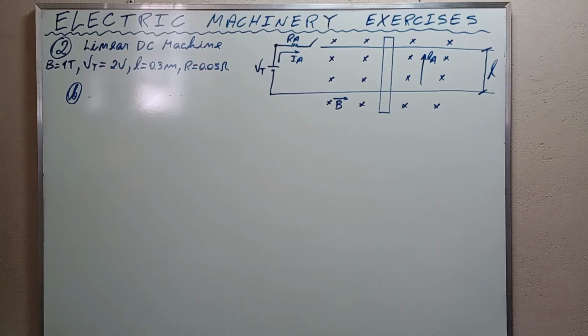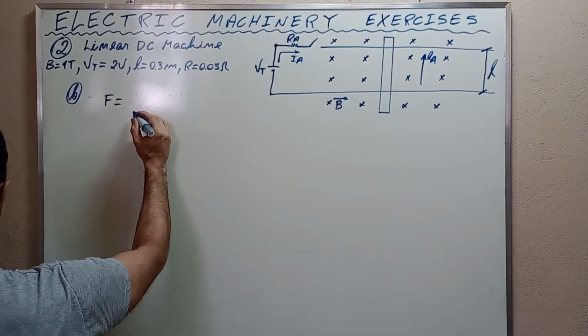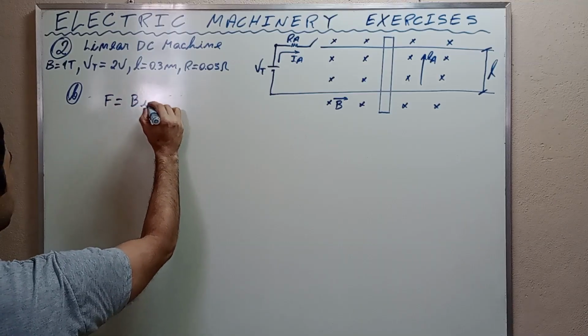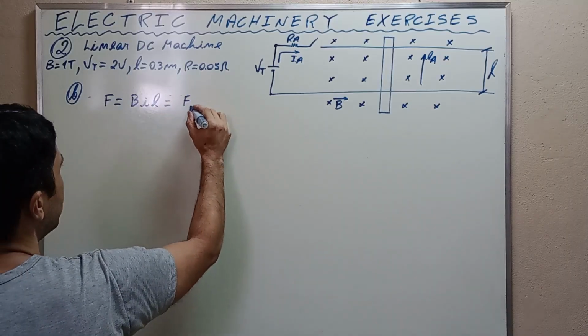Because the mechanical force opposes the motion of the bar, we have motor action. In steady state, the net force on the bar is 0. Thus, we obtain that the force is equal to B times I times L, which is equal to the force imposed by the load.